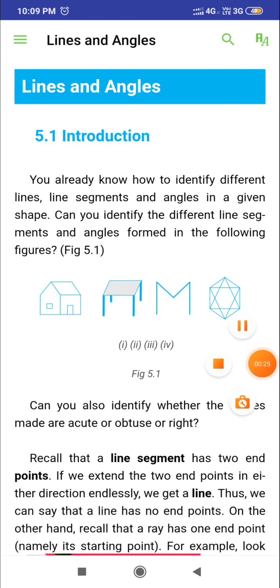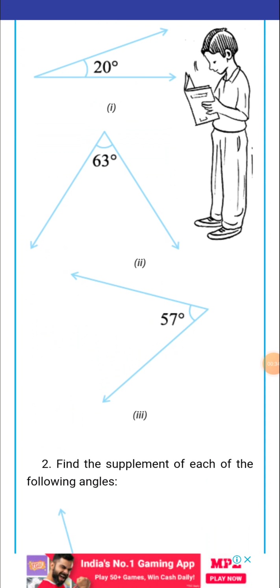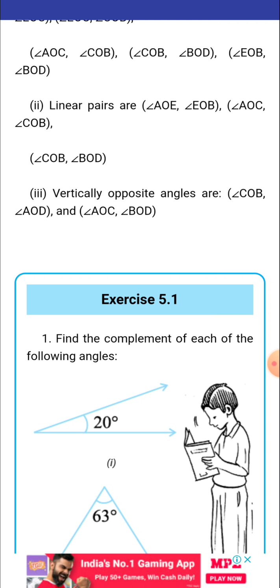And the first question of exercise 5.1 is: find the complement of each of the following angles, and three angles are given in this question. So first we have to know about the complement. As I discussed in my previous video, complement means how much we add to the given angle so that their sum becomes 90 degrees.